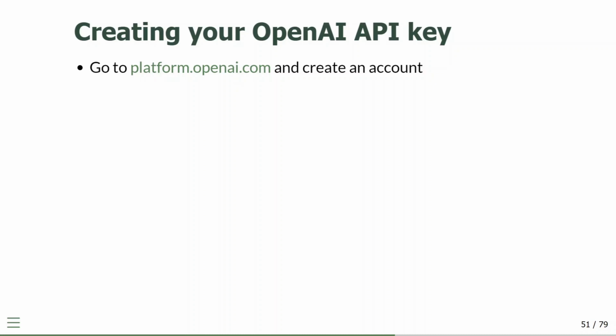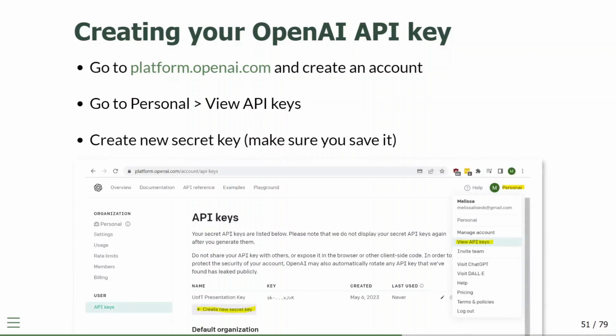In order to get an API key, you can go to platform.openai.com and create an account, and then go to personal, view API keys, and then you're going to create a new secret key and make sure that you save it because you'll only be able to view that key once. It's very important to note that you can't share this key with anyone and you can't put it in your code directly. Not only can someone charge money to your account if they get access to your API key, but it also goes against OpenAI's terms of service.